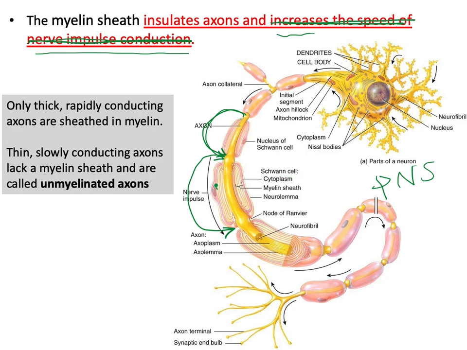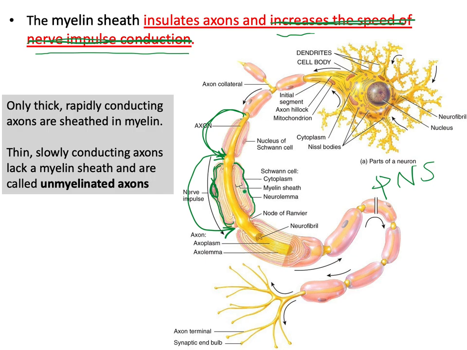Look at the nucleus of the Schwann cell here, and this is the cytoplasm of the Schwann cell, and the outer membrane of a Schwann cell, what we call neurolemma. This is the neurolemma, the outer cytoplasmic membrane of the Schwann cell, right? And you have the nucleus here, which is oval or flat in shape.